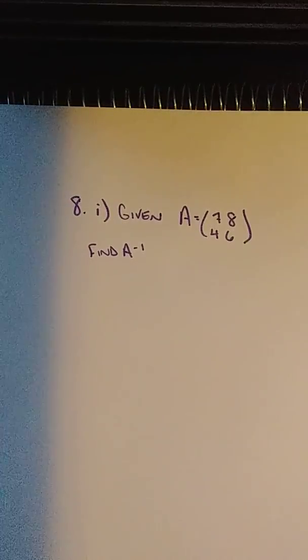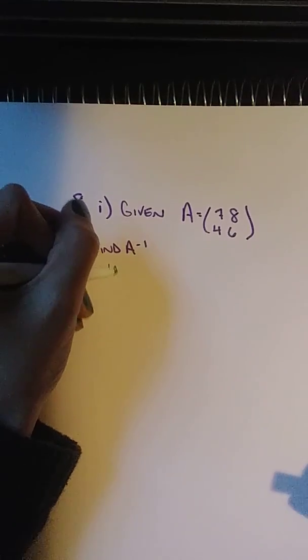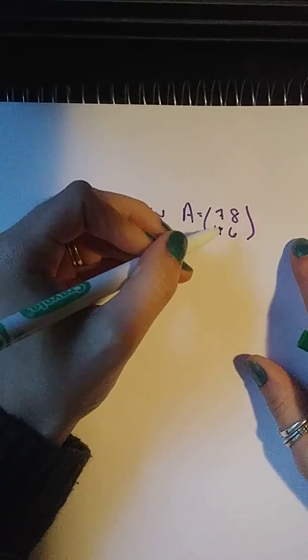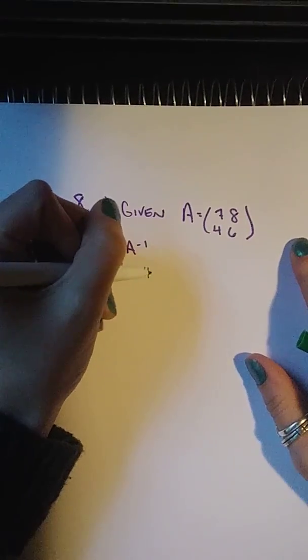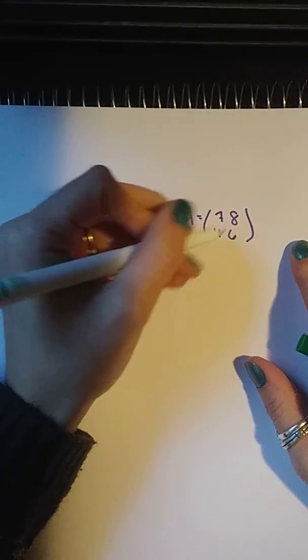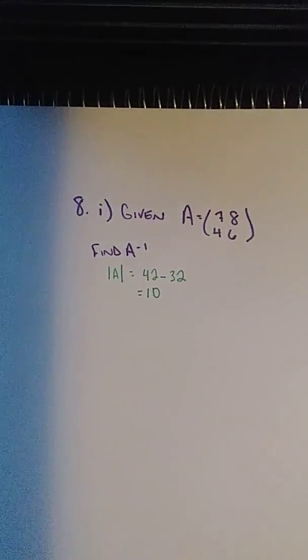So in order to find the inverse, we have to start with the determinant. So we have to find the determinant of A, and that's going to be our 7 times 6, which is going to be 42, minus 8 times 4, which is 32. So our determinant is going to be the number 10.